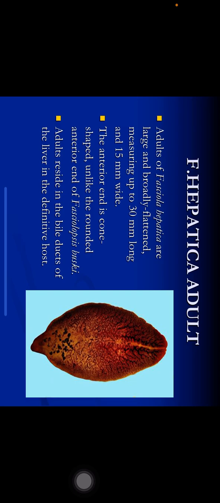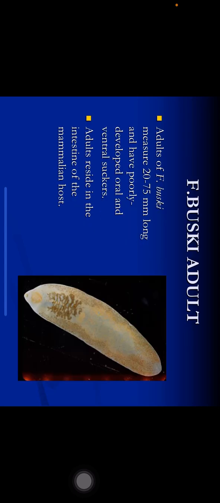Fasciola hepatica adult worms. The adult worms of Fasciola hepatica are large and broadly flattened, measuring about 30 mm long and 15 mm wide. The anterior end is cone-shaped, unlike the rounded anterior end of Fasciolopsis buski. The adult worms reside in the bile ducts of the liver in the definitive host.